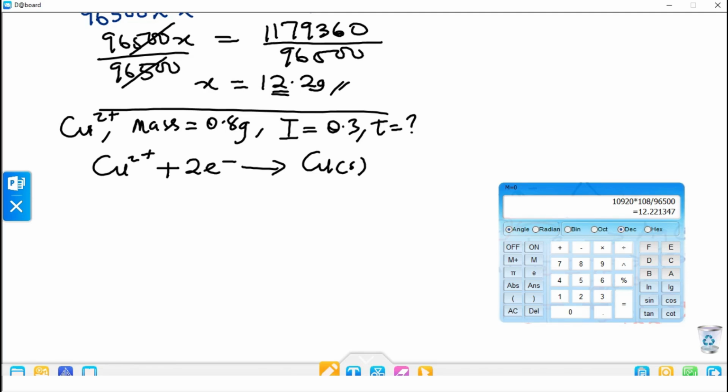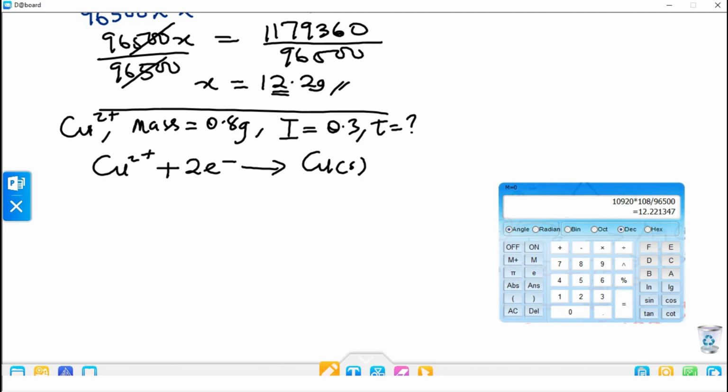So if that is the case, let us always remember that we are calculating for time. We are looking for time, and to look for time, we can make use of the formula Q = It. So let's have that at the back of our mind. But let's proceed first to know the quantity of electricity that has been passed, or that was produced.